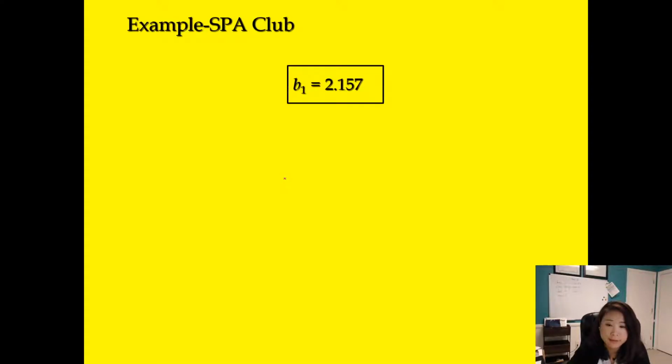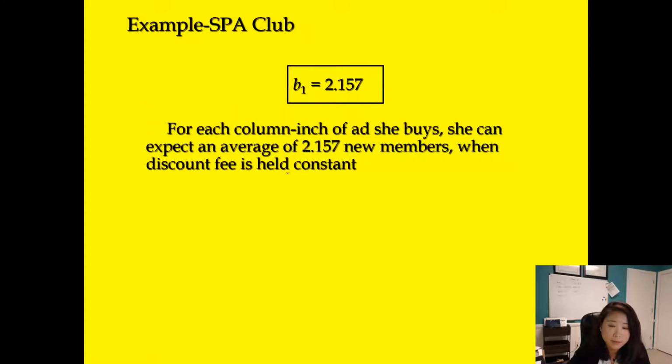So let's look at the answer for this case. B1 is 2.157. For each column inch of ads she buys, she can expect an average of 2.157 new members when discount fee is held constant. Again, the last phrase distinguishes this multiple linear regression model from a simple linear regression model. You can see the first part of the interpretation is literally a simple linear regression model. However, after we add in the last phrase, it indicates this is a multiple linear regression model.